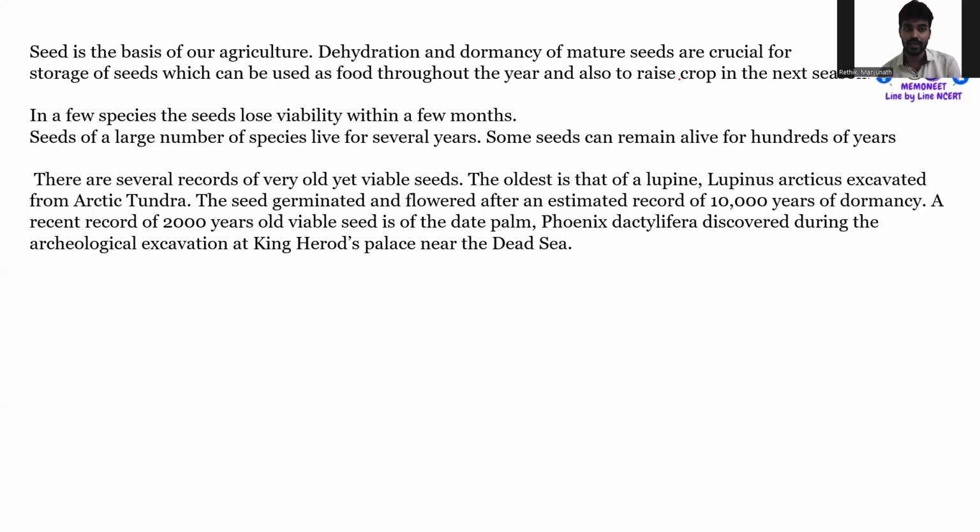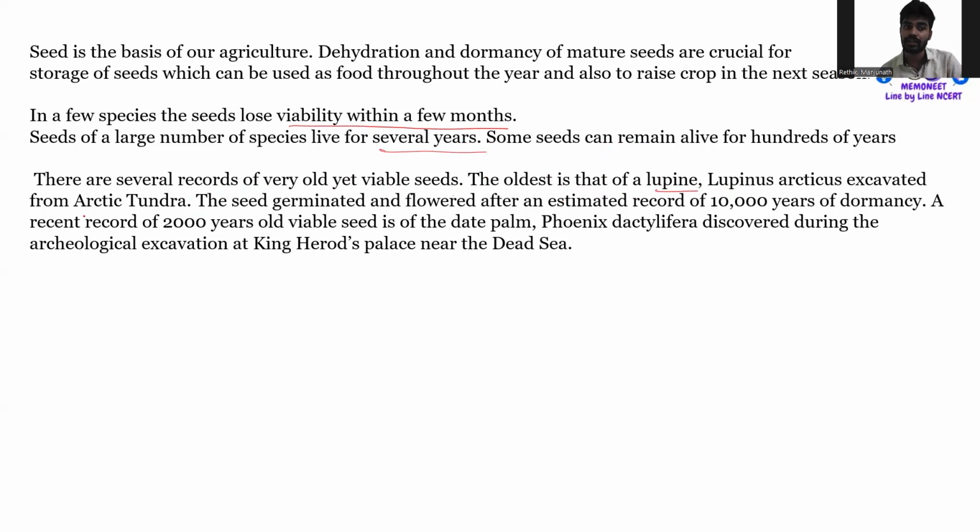In some species, what happens? The seeds lose their viability within a very few months. This is so for the seeds of a large number of species. Even some species of seeds normally live for several years. Some seeds can remain alive for hundreds of years. There are several records of very old yet still viable seeds, such as the oldest, that of the Lupine.